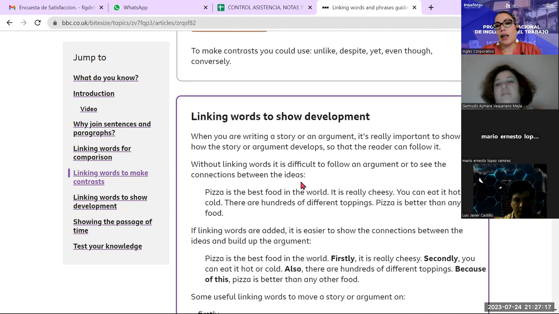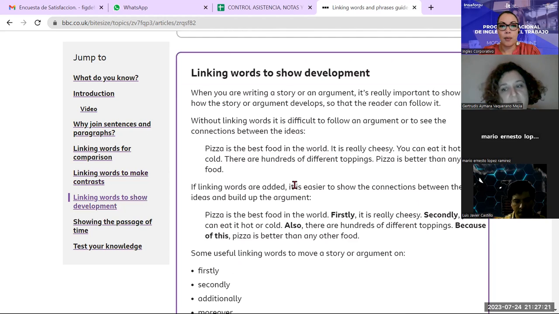Now, linking words to show development. When you are writing a story or an argument, it is really important to show how the story or argument develops so that the reader can follow it. Without linking words, it is difficult to follow an argument or to see the connections between the ideas.